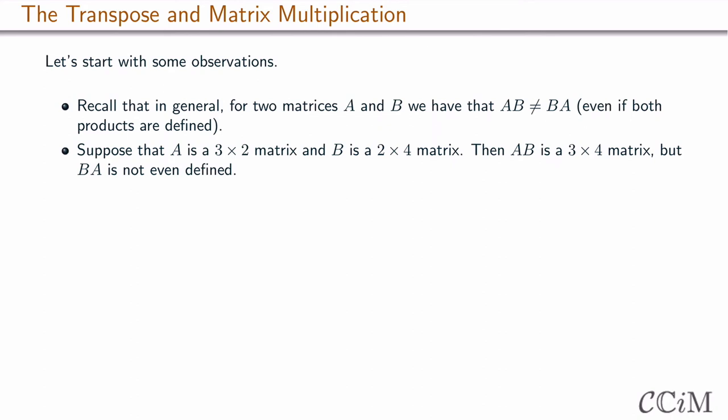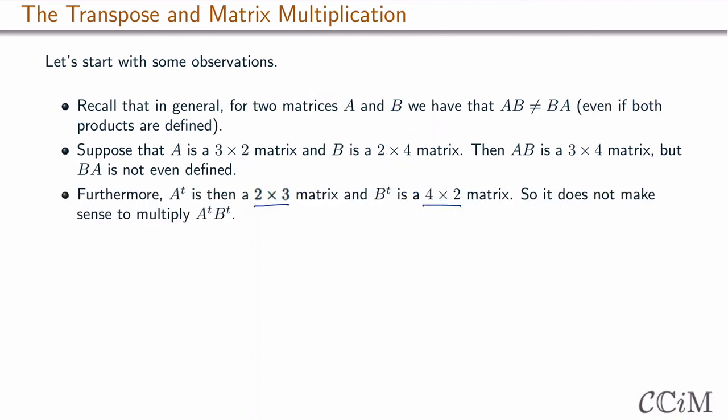Here's an example of such a situation. Suppose A is a 3 by 2 matrix, so it has 3 rows and 2 columns, and B is a 2 by 4 matrix. Then A times B can be found, and this is so because the inside dimensions agree. And the resulting matrix is going to be a 3 by 4 matrix. So AB is a 3 by 4 matrix. But you cannot find B times A because B is a 2 by 4 matrix and A is a 3 by 2 matrix. So now if I wanted to multiply B times A, my inside dimensions don't agree with each other. And so I cannot multiply B times A.